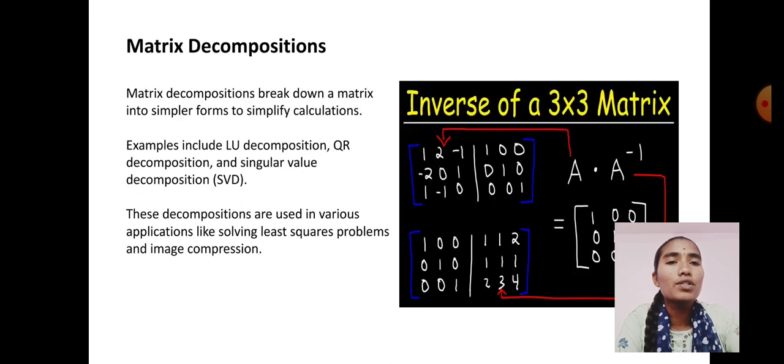Matrix decompositions. Matrix decompositions break down a matrix into simpler forms to simplify calculations. Examples include LU decomposition, QR decomposition, and singular value decomposition. These decompositions are used in various applications like solving least squares problems and image compression.